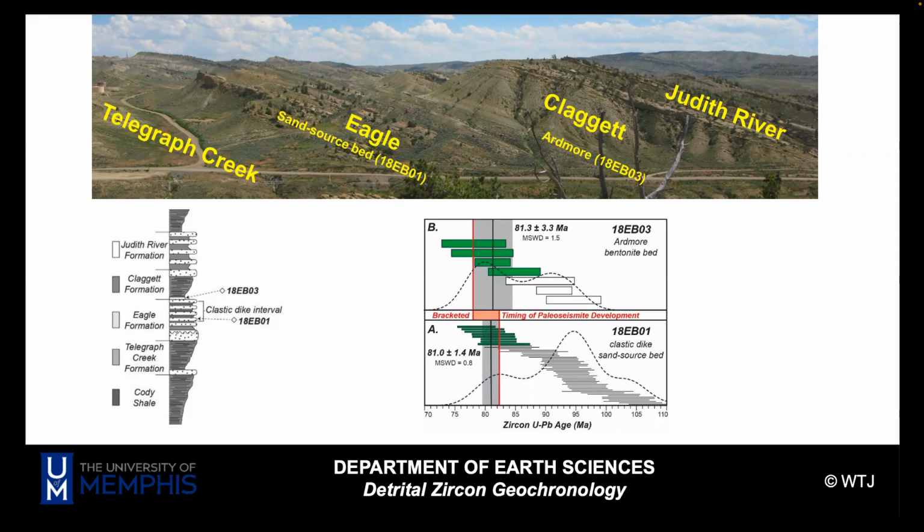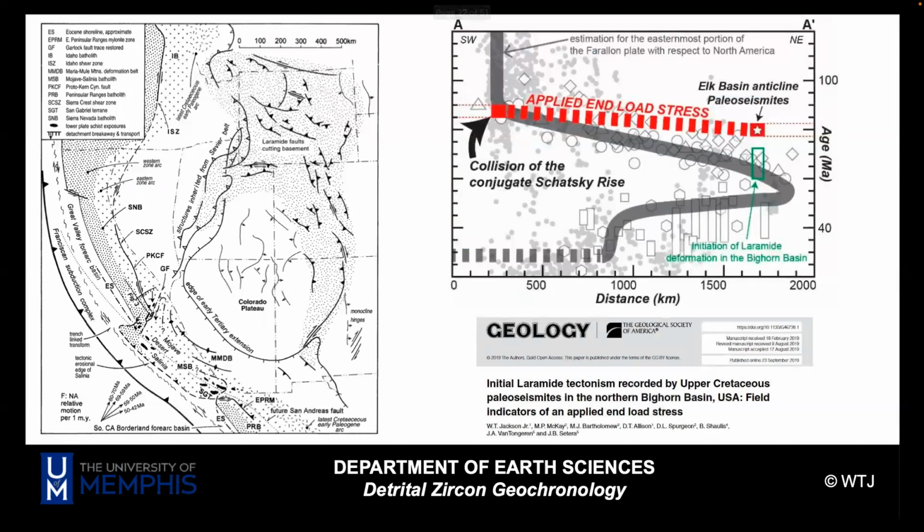We took the uppermost range for the sand source bed and the lowest range value for the bentonite. And so we use that to bracket the timing of the clastic dikes. And that timing was 82 to 78 million years ago. That was pretty interesting to us because it precedes any kind of age range for Laramide initiation in the region, okay, by 5 to 10 million years, depending on which calculations you're looking at. And it temporally coincides, or we think coincides pretty well, with this applied in-load stress from those models.